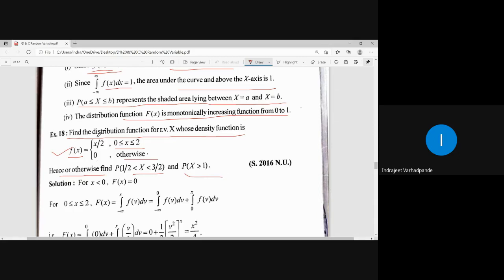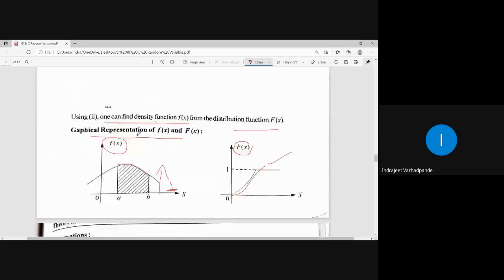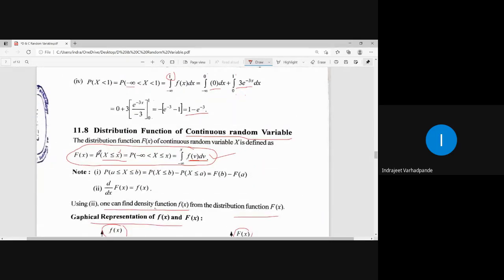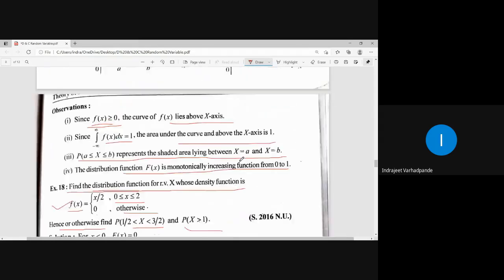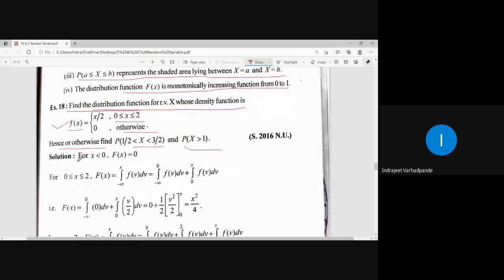So what do I have to calculate first? Firstly, I have to calculate the distribution function for this random variable. How is the distribution function for a continuous random variable given? It is given by capital F of x is equal to the integral from minus infinity to x of f of v dv. So in the solution, I start with x less than 0, where the distribution function will not exist. The distribution function will exist only for the given interval. So for x less than 0, f of x is equal to 0.